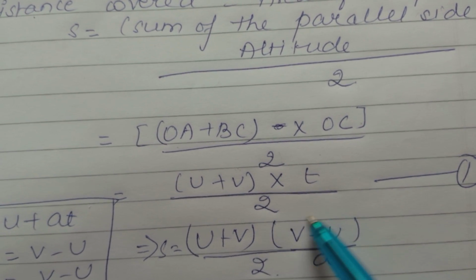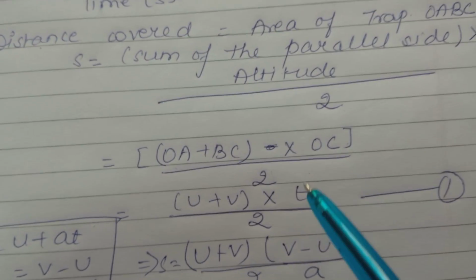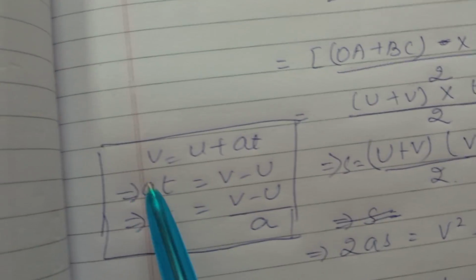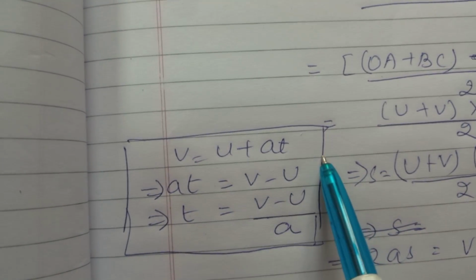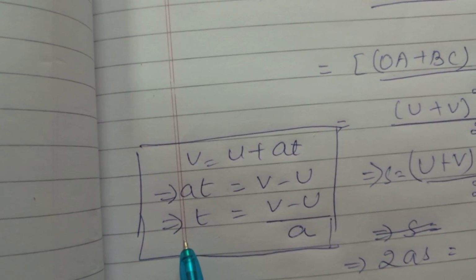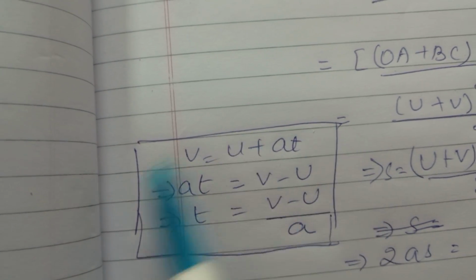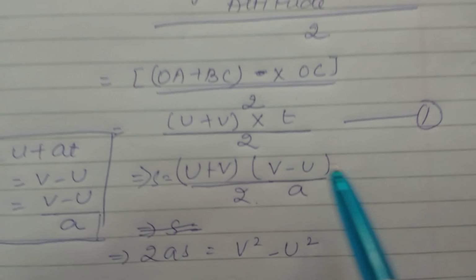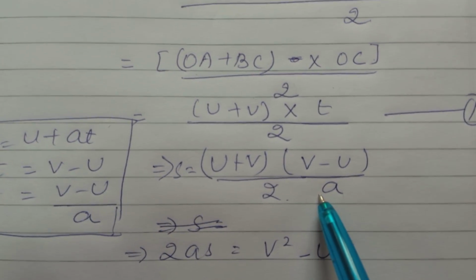Now if we want to replace this time, because we just want the equation to be in terms of velocity and distance, so what will we do? We will find out the value of T from this equation. V is equal to U plus AT. That means AT will be equal to V minus U. That means T will be equal to V minus U upon A. I hope this calculation is clear to you. Now we will put this value here, V minus U upon A, right?